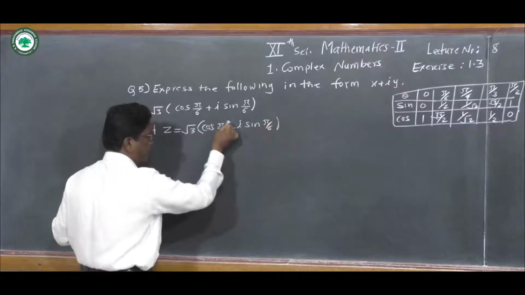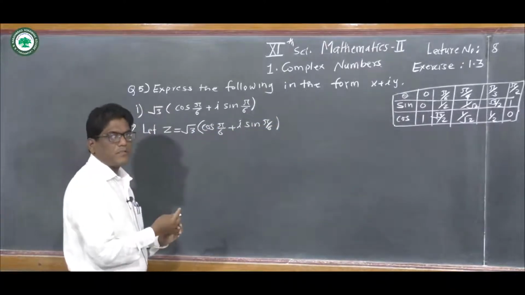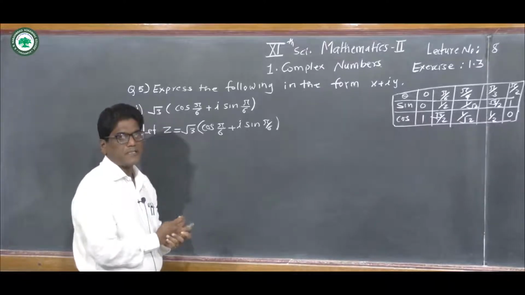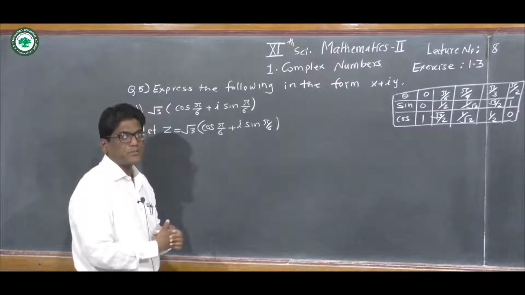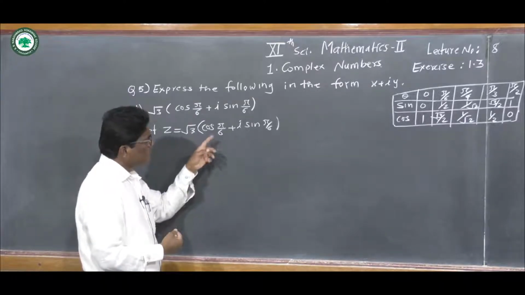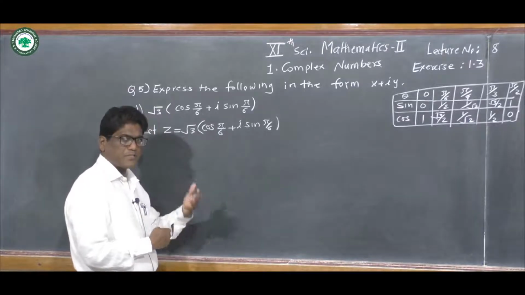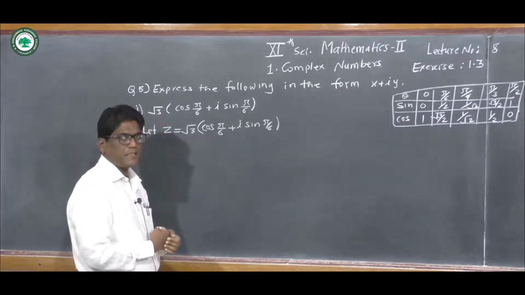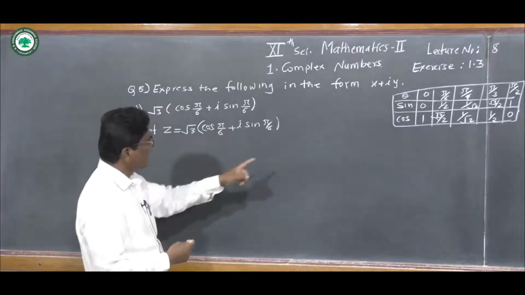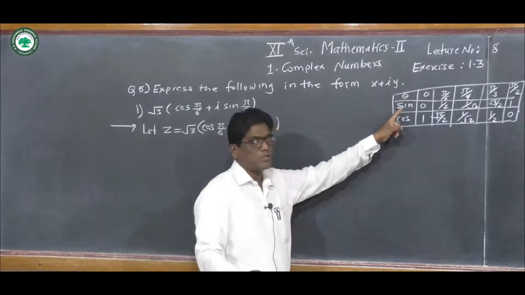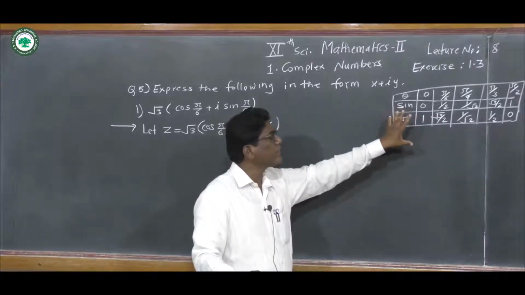We know that pi by 6 means 30 degrees. We have seen in the first chapter of paper number one, angle and its measurement, degree measure and radian measure. So pi by 6 is 30 degrees, pi by 4 is 45 degrees, pi by 3 is 60 degrees, pi by 2 is 90 degrees, pi is 180 degrees. Now here is the table of sine and cos for 0 degrees, pi by 6, pi by 4, pi by 3, pi by 2, which I have written here.